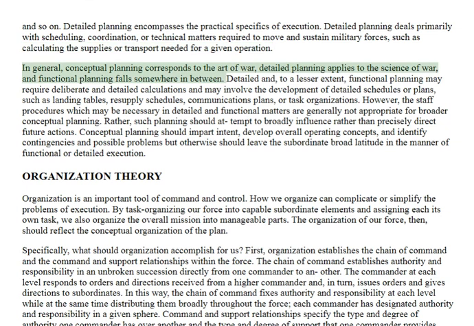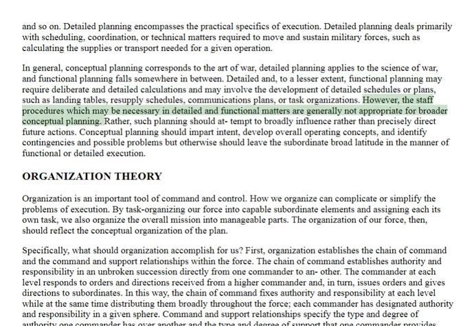In general, conceptual planning corresponds to the art of war, detailed planning applies to the science of war, and functional planning falls somewhere in between. Detailed and, to a lesser extent, functional planning may require deliberate and detailed calculations and may involve the development of detailed schedules or plans, such as landing tables, resupply schedules, communications plans, or task organizations.